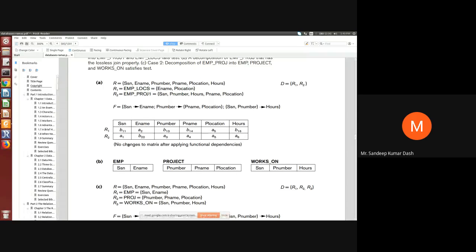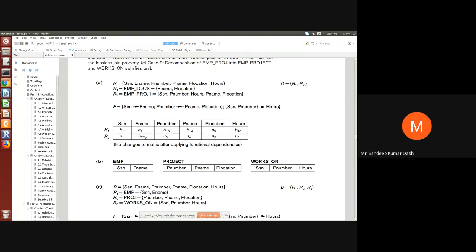So SSN will have A. Since this is the first column, this is A1. P number is there, so it has A. Third column, so A3. P name is there, fourth column, so A4. P location is also there, fifth column, so A5. Hours is also there, sixth column, so A6. Only ename is not there, so it will be second row, second column, so B22. Got it?